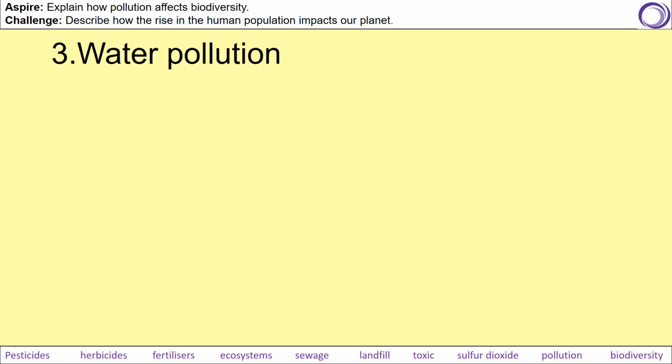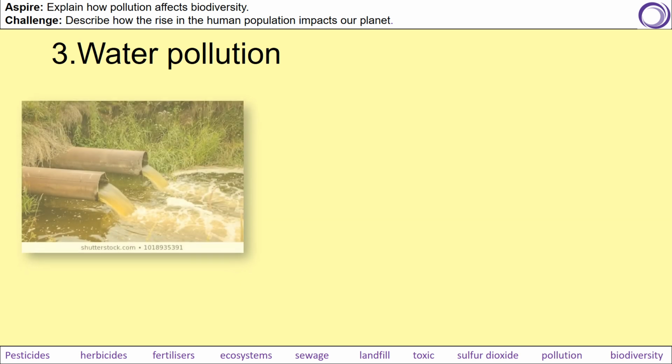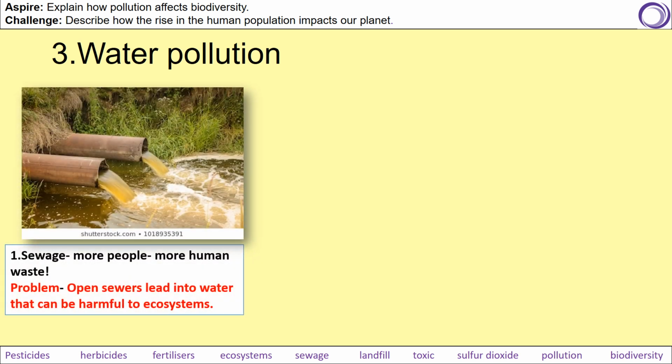Water pollution. There are two examples of water pollution. The first cause is sewage. So the more people there are, the more human waste there is. The problem here is that if there are open sewers where the human waste is carried above ground and it's not covered, leading straight into water systems, this can be very harmful to ecosystems, just because there's a large quantity of bacteria in there.